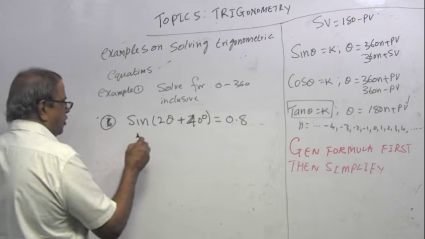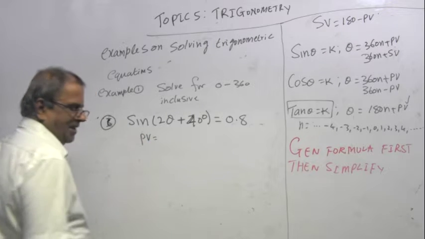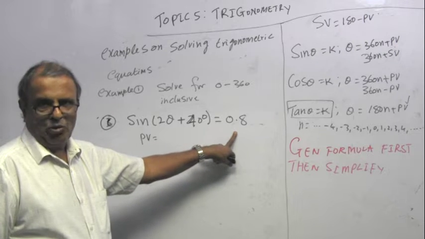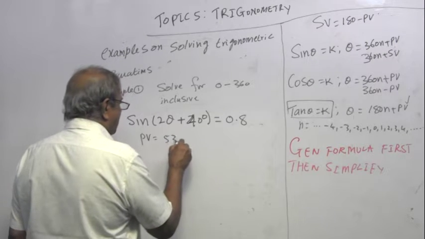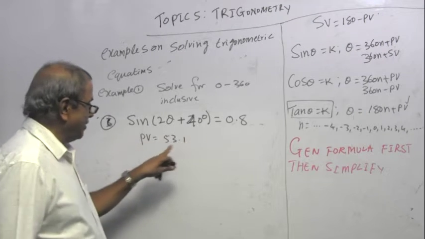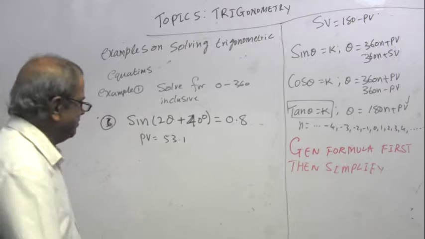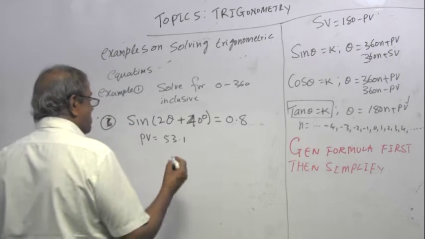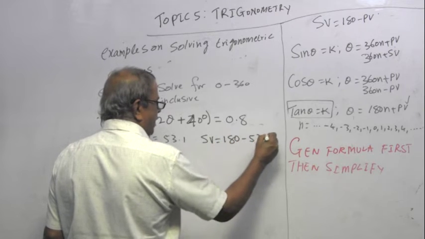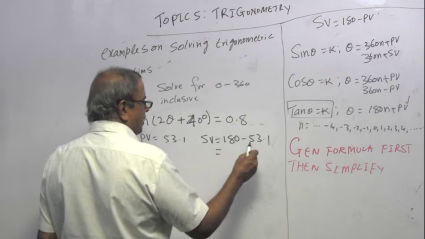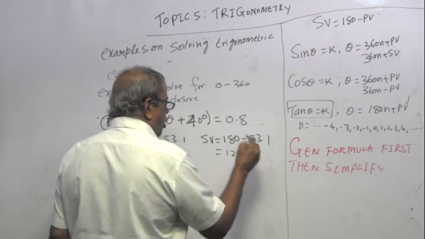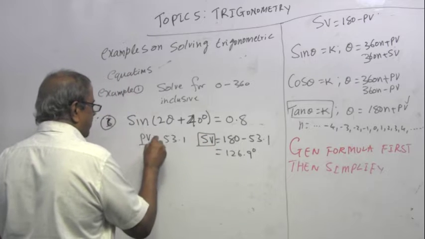Good. So, first job is find PV. This is where I want to show off a bit. 0.8 is 4 over 5. The angle is 53.13. So, PV is 53.1. Check your calculator, sin theta is 0.8, sin inverse of 0.8 will be 53.1. I'm a genius, man. Or lady. And then, in sine only, you find SV. 180 minus 53.1 is 126.9. Only for sine, you find SV.